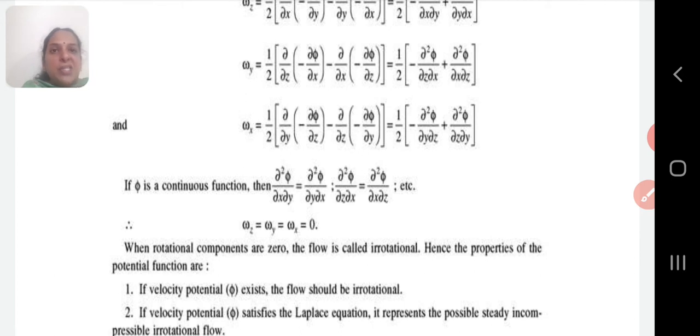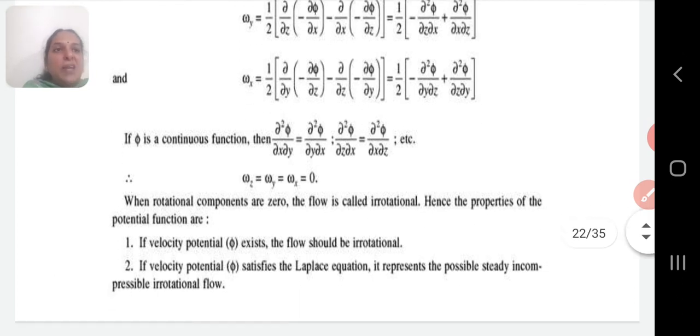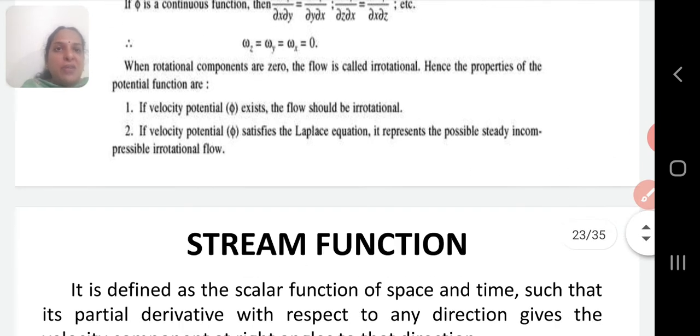Hence the property of the potential function is that if the velocity potential exists, the flow should be irrotational only. If the velocity potential pi exists and satisfies the Laplace equation, it represents a possible steady, incompressible, irrotational flow. Okay, so these are the different properties of the potential function.